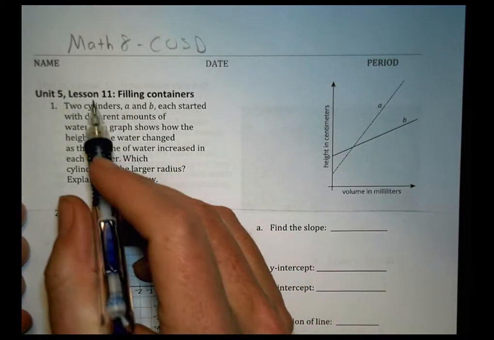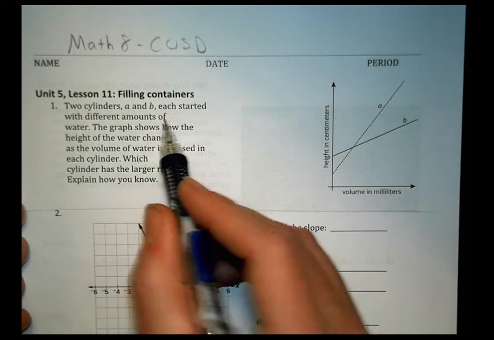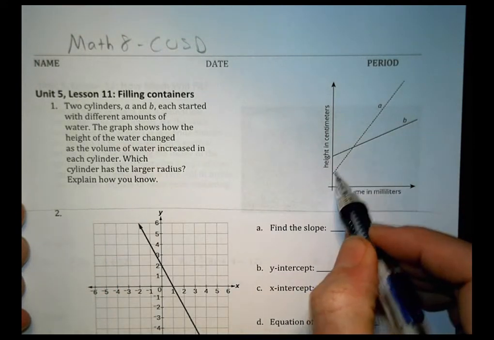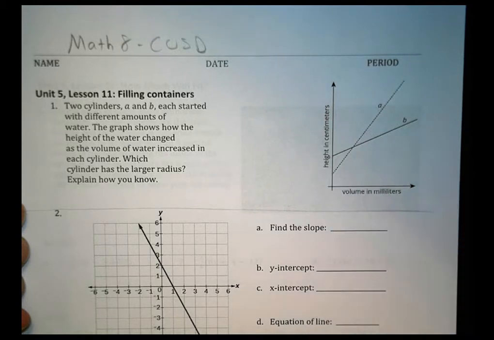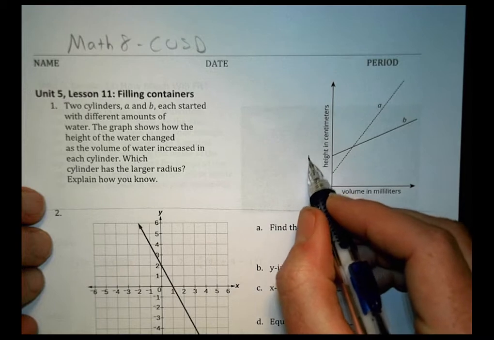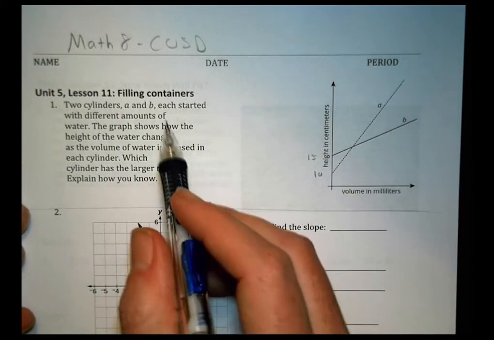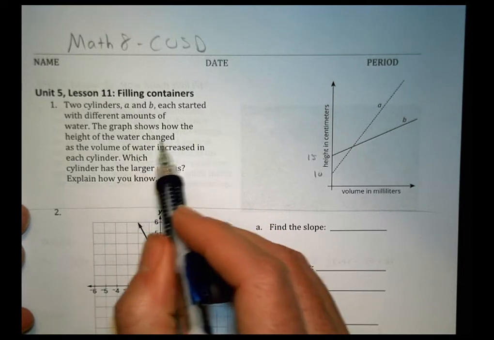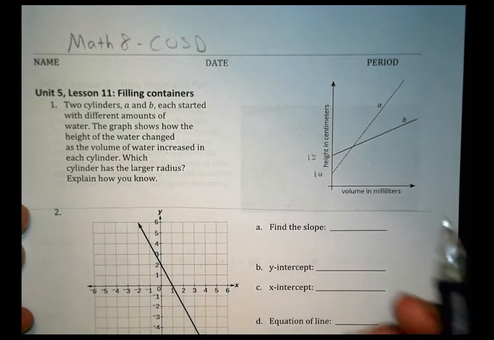So here we go. First it says two cylinders, A and B, each started with different amounts of water. Okay, so we can see over here a graph with A and its height in water here and the height in water there. We could make it up just if you wanted a number. Maybe this is 10 centimeters tall and this is 15 centimeters tall for the height of water of two cylinders. The graph shows how the height of the water changed as the volume of water increased in each cylinder.